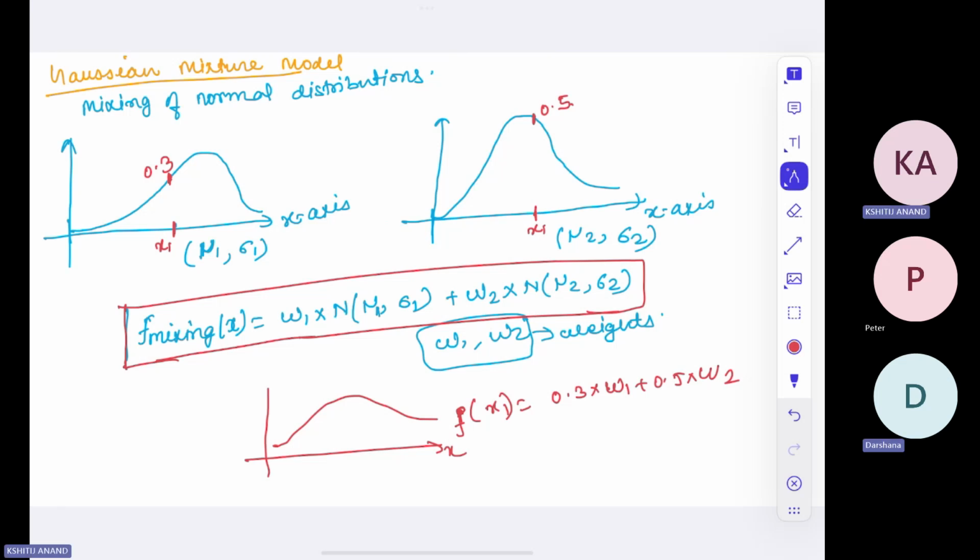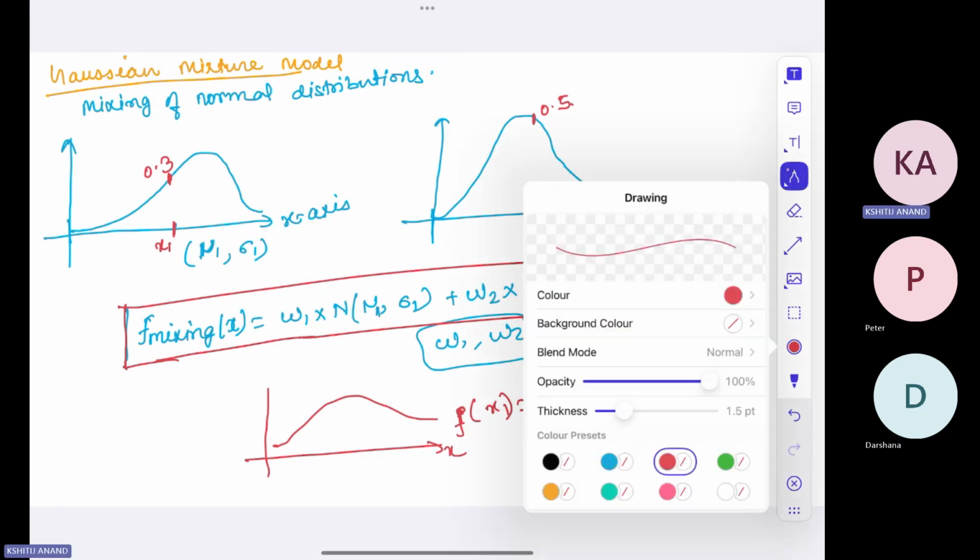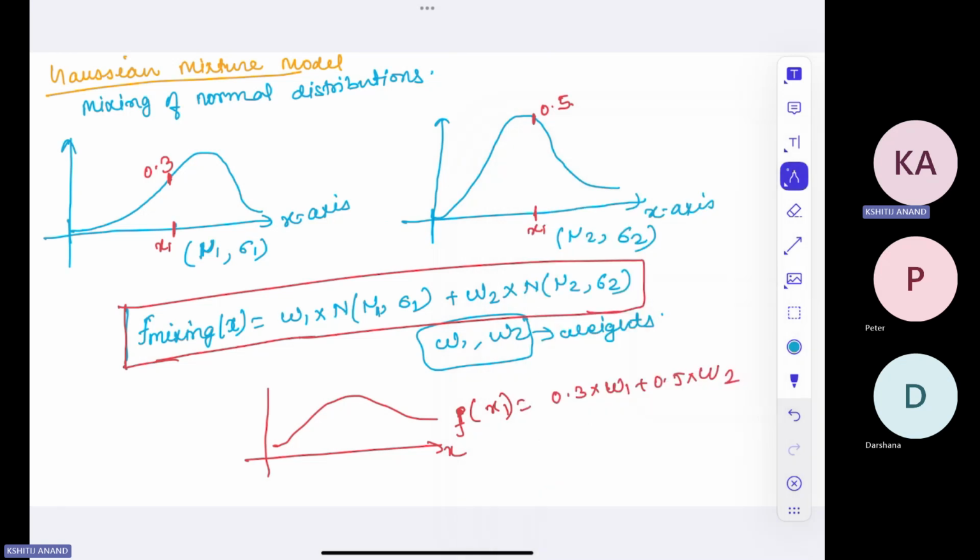Could you please explain once again? So what the mixing does is, on the x-axis we have one normal distribution, let us say this is n1. It has a certain mean and a certain standard deviation. Similarly, we have another normal distribution with another mean and another standard deviation. Now we will create a new probability distribution, which will be a mixing of both.